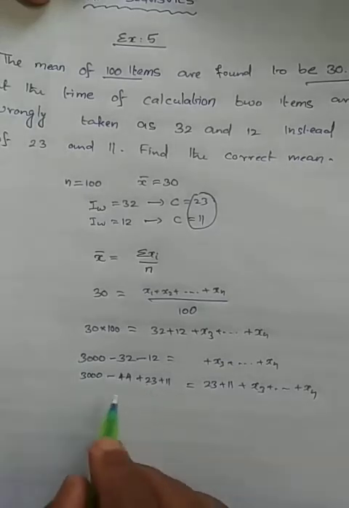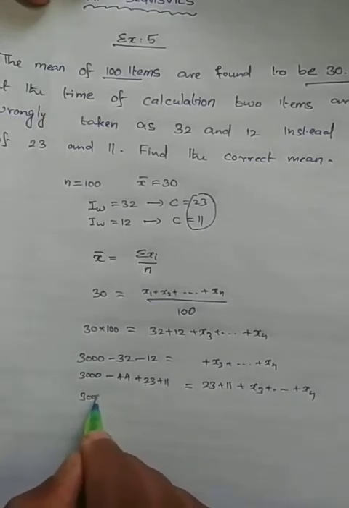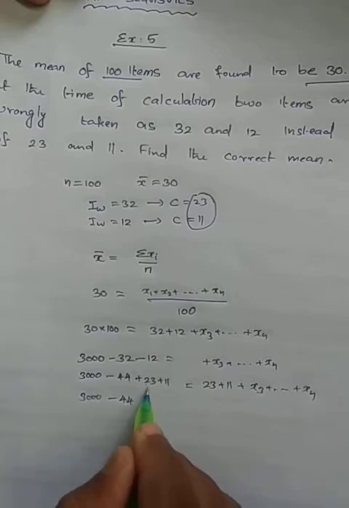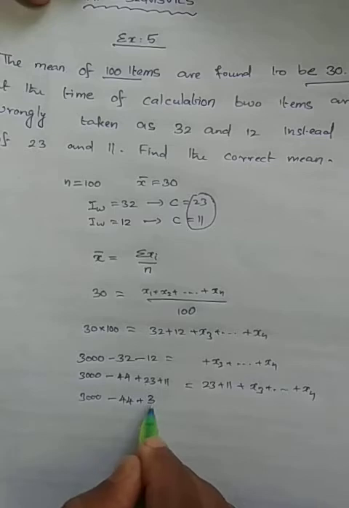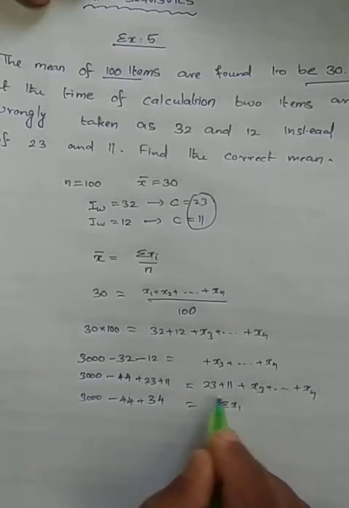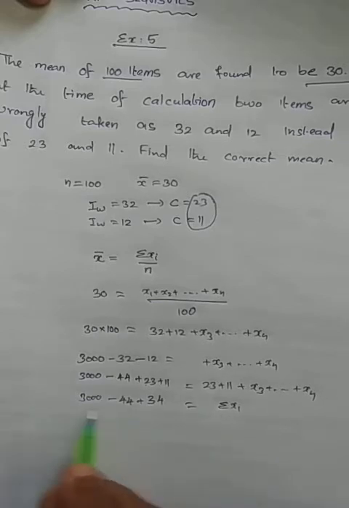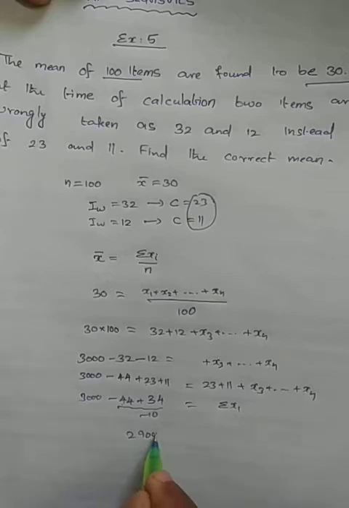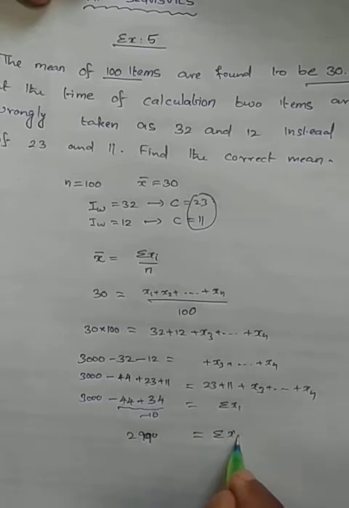Now this 23 plus 11 is 34, correct? This is summation xi, because you have added them. So you subtract: minus 44 plus 34 is minus 10. So 3000 minus 10, subtracted now, 2990 will be there. This is the value of summation xi.